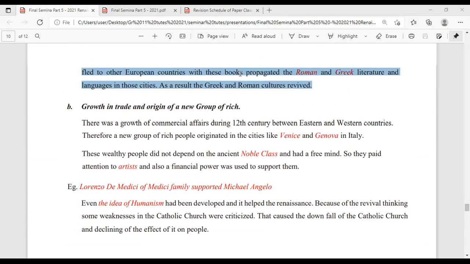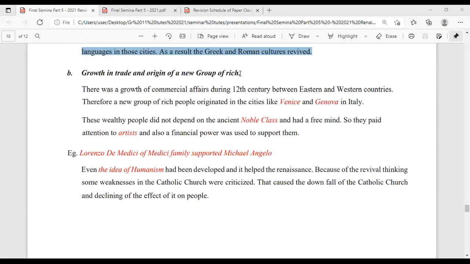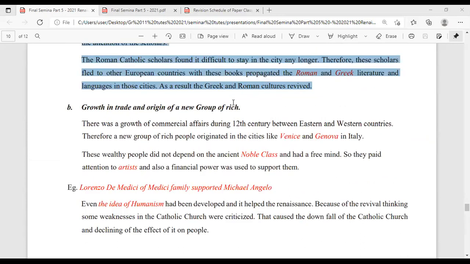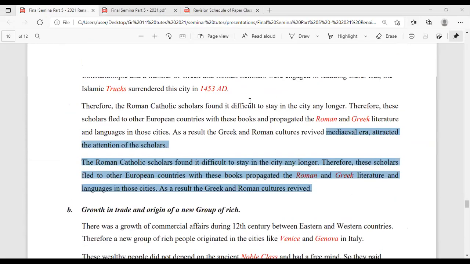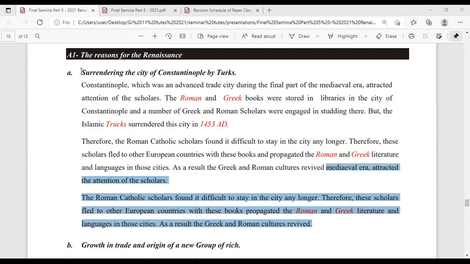Okay, so here I have not even taken what? Yeah, I have not taken about these. Intellectual development is here, so here I have included intellectual development. Now Constantinople: here I have given you 4 reasons. Surrendering of Constantinople and intellectual development I have included in this one.